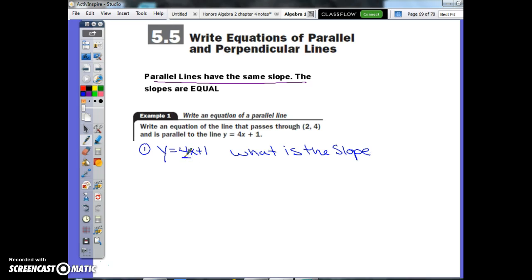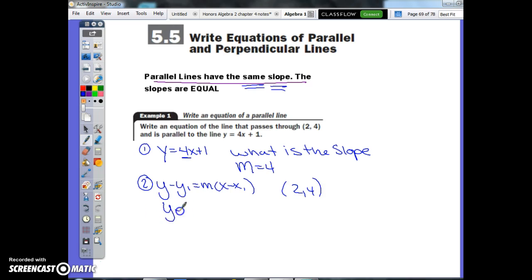Here the slope is 4, so m is 4. And if you want a parallel line, we keep it the same. They have what? The same slope, parallel lines. So then you say step 2, we're going to use y minus y sub 1 equals m times x minus x sub 1. We have our slope, we have our point (2, 4). I know you guys can do this.